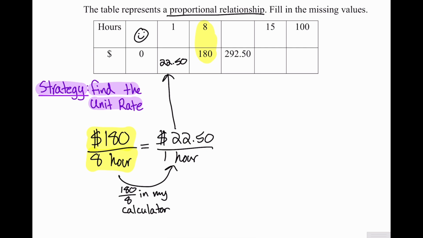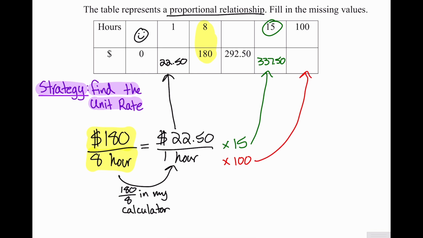All right. Once we have that, I think we should do the 15 next. That's pretty easy. So if we multiply that by 15, that will give us our answer right here, which is going to be $337.50. If we multiply that unit rate by 100, well, that's going to give us $2,250. And now if we take the money that we made for this one, so we have $292.50.